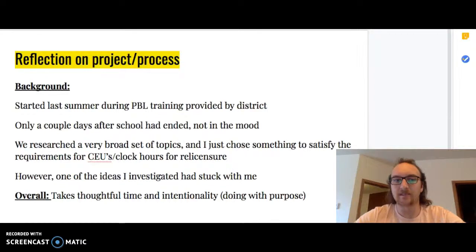Overall, a little background on it. This mathtrician thing came from a PBL training that our district provided. It was only a couple days after school had ended, so I was certainly not in the mood to be fully engaged and create this huge project. But that idea just kind of stuck with me. Like, oh, I could really turn this into something really cool with the kids, and I was given that opportunity during this class to actually make a product that will be usable in my classroom.